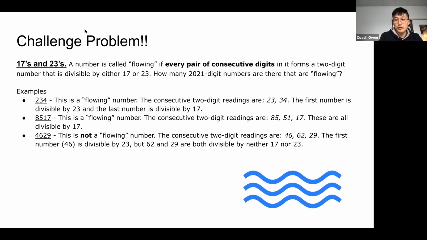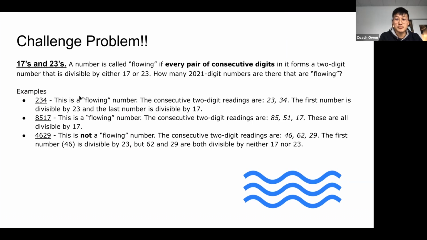I'll read it aloud while we're here, but you can read ahead. The challenge problem is 17s and 23s, related to what we learned today. Let's call a number flowing if every pair of consecutive digits in it forms a 2-digit number that's divisible by either 17 or 23. The question for this week is: how many 2021 digit numbers are there that satisfy this condition?